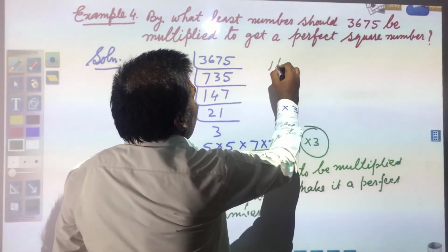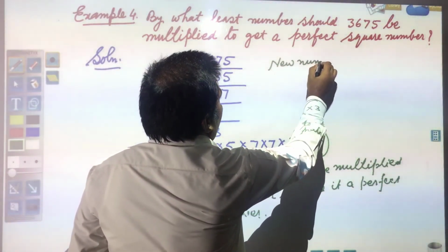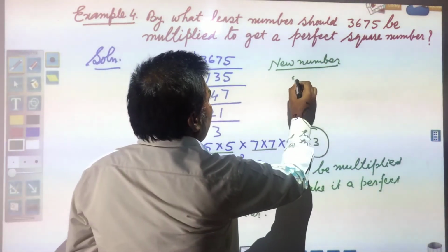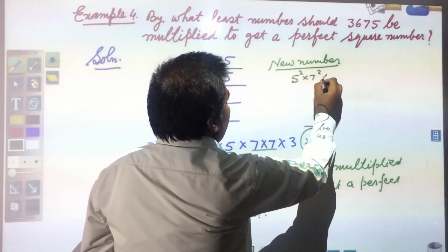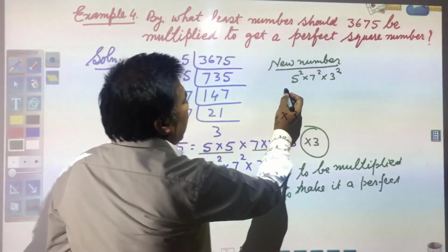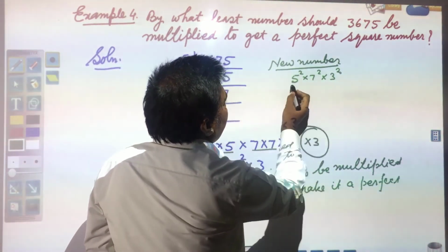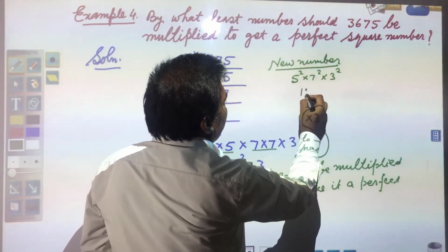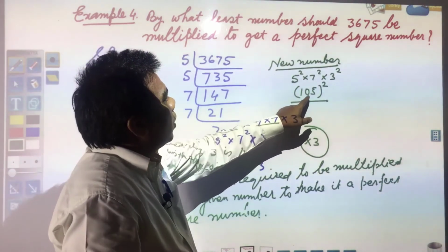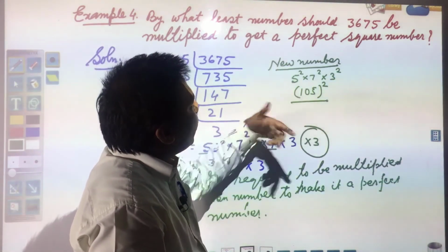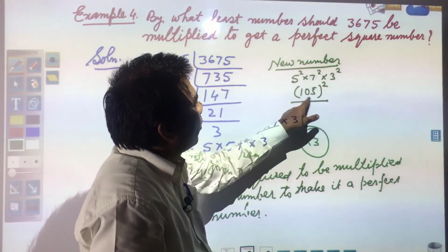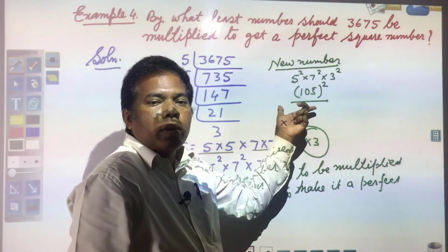The new number will be 5 square into 7 square into 3 square. So 5 7s are 35, 3 5s are 15, 15 7s are 105 square. This number will become the perfect square of 105. So find out the square of 105, that will be the new number.